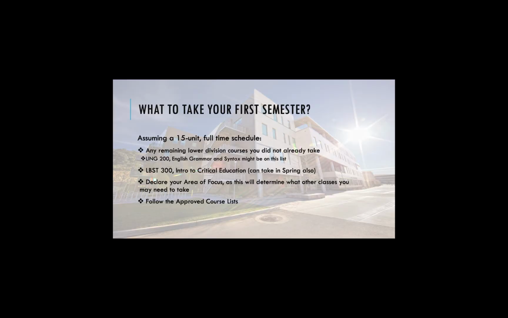What should you take your first semester as a transfer student? Assuming a 15-unit full-time schedule, you should take any remaining lower division courses for the major. For many students, this includes LING 200, English Grammar and Syntax. You should also take Liberal Studies 300, Introduction to Critical Education. Once you select your area of focus, you may start taking classes for that area and other upper division courses that are open. Follow the approved course list on the advising website.